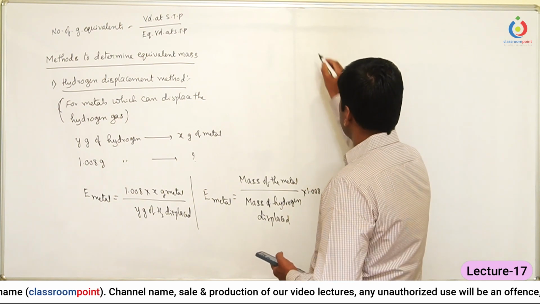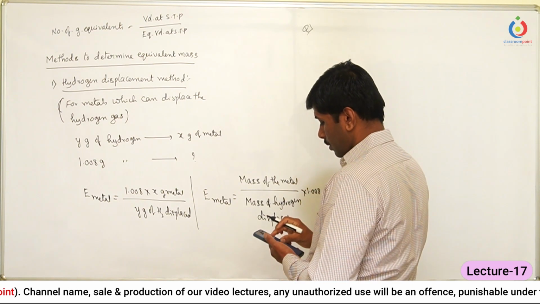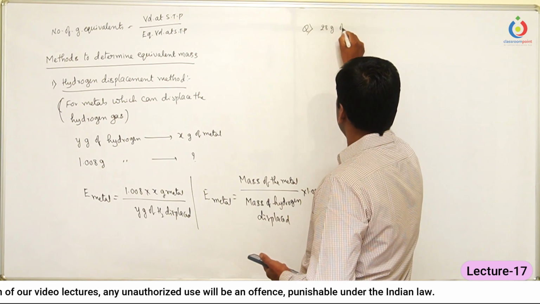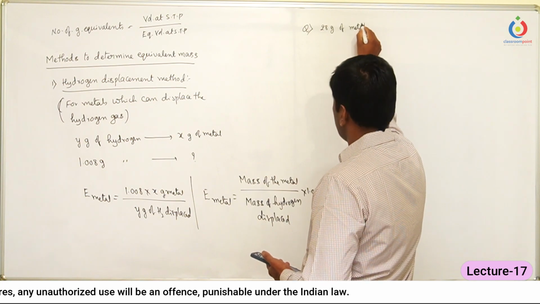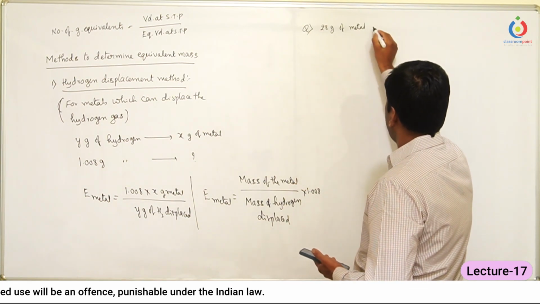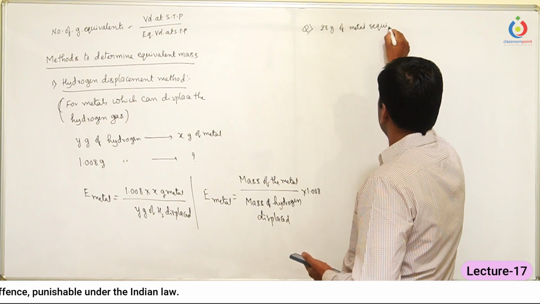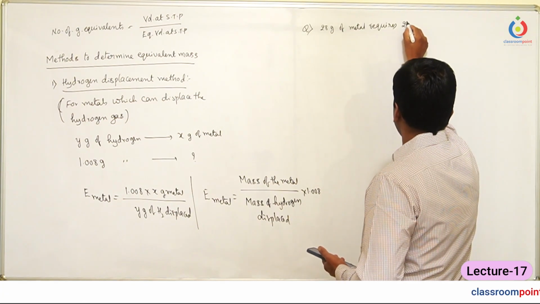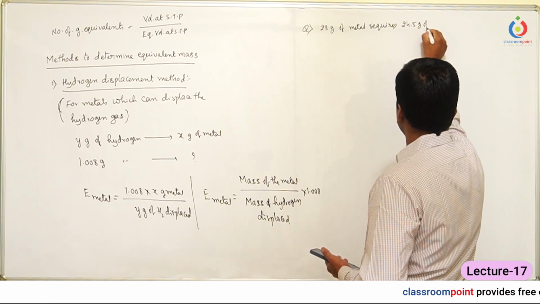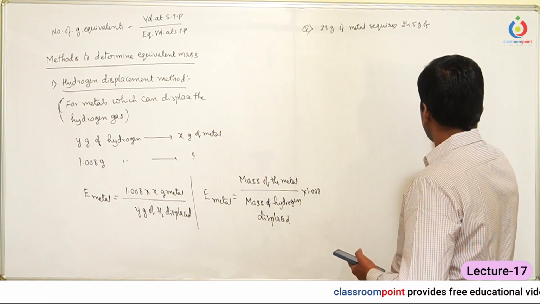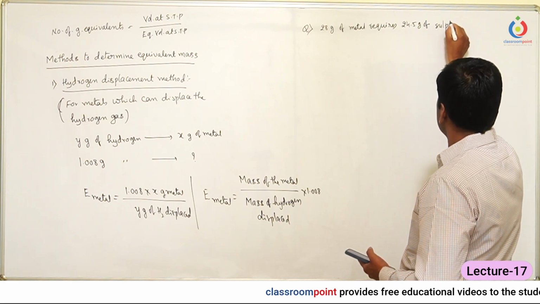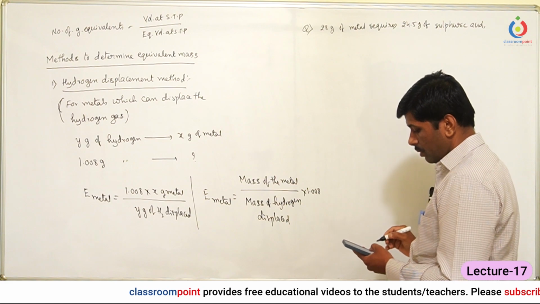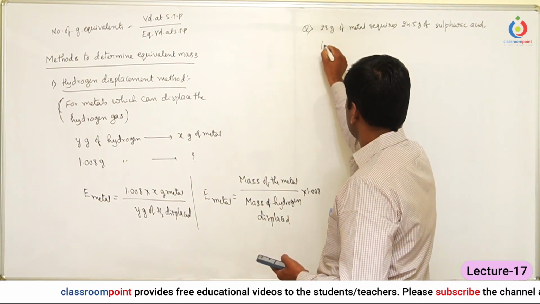So the question is: 28 grams of metal requires 24.5 grams of sulfuric acid to get dissolved.